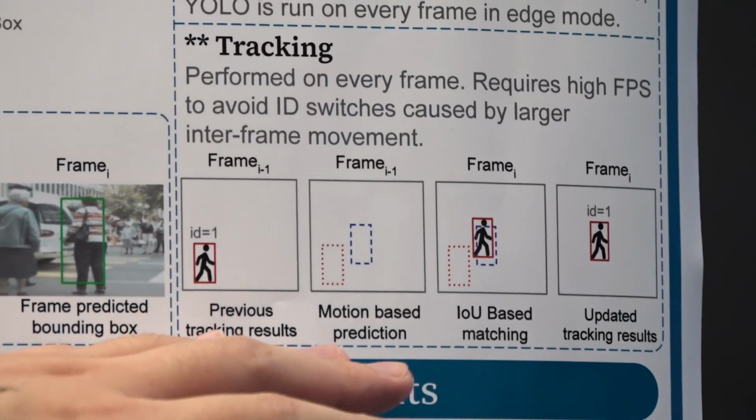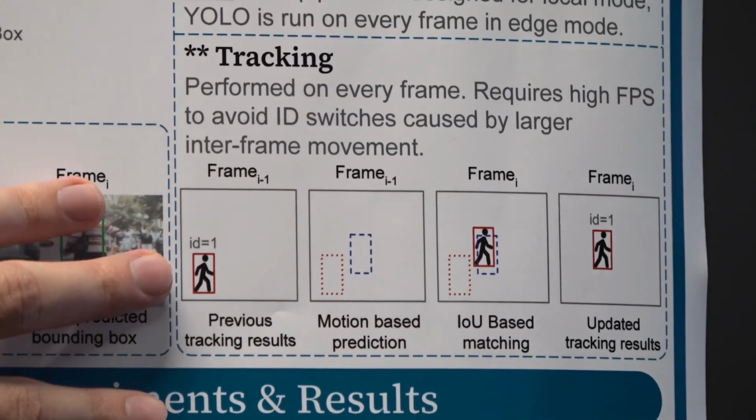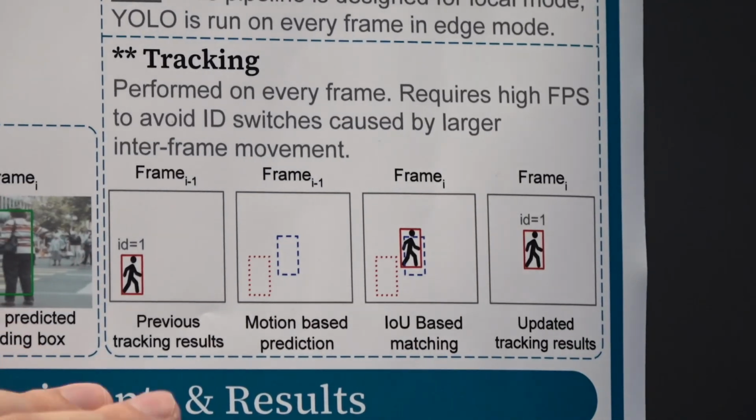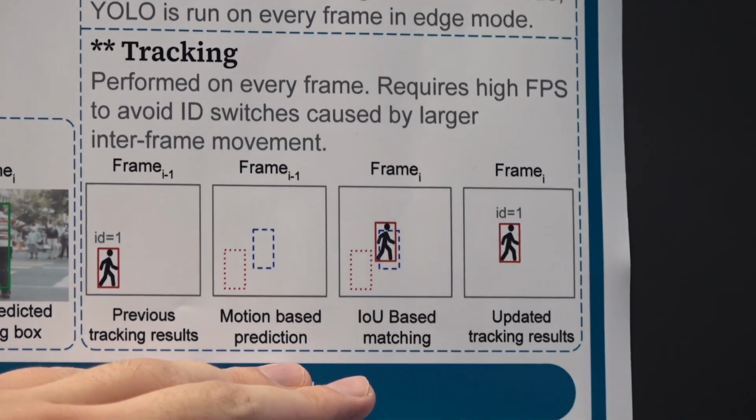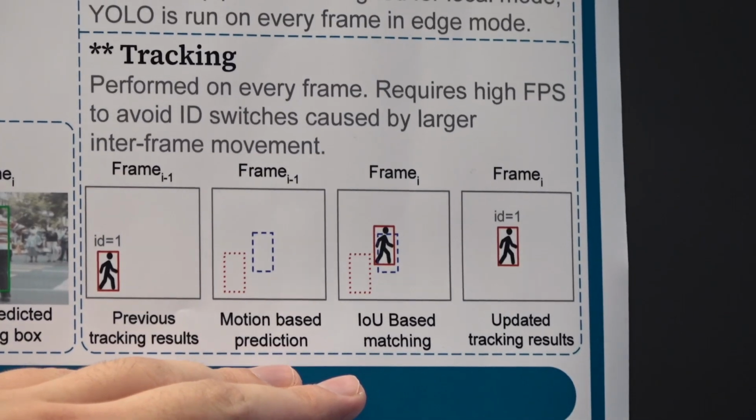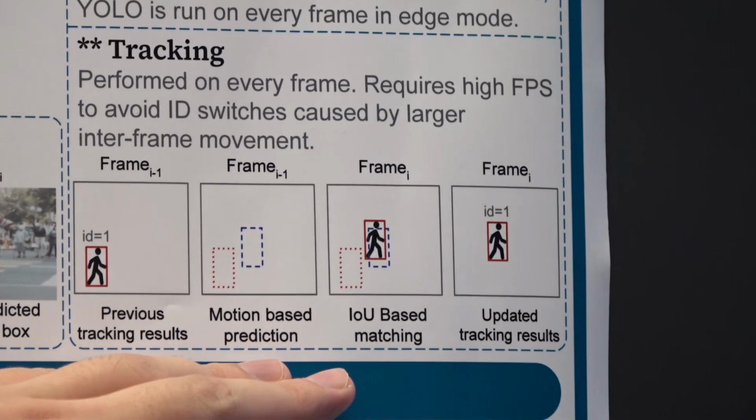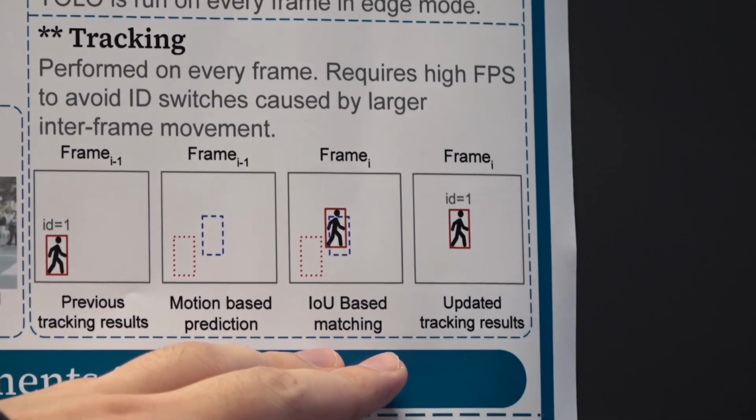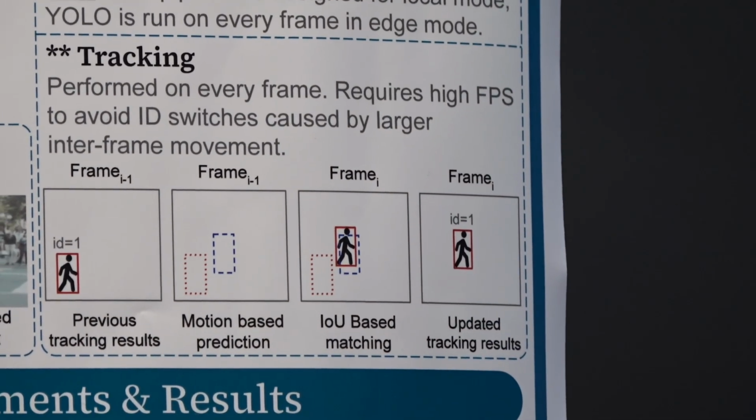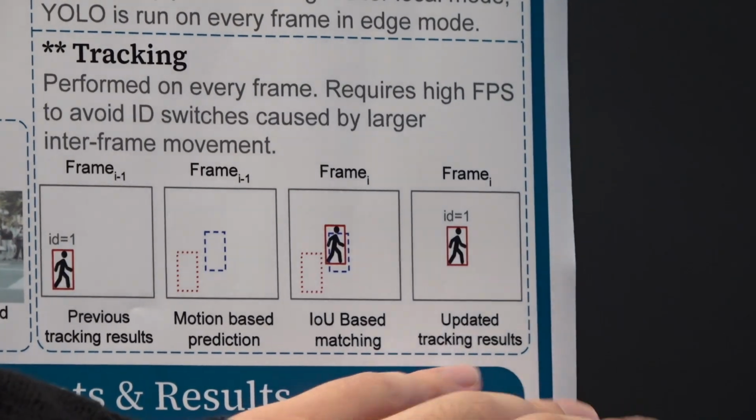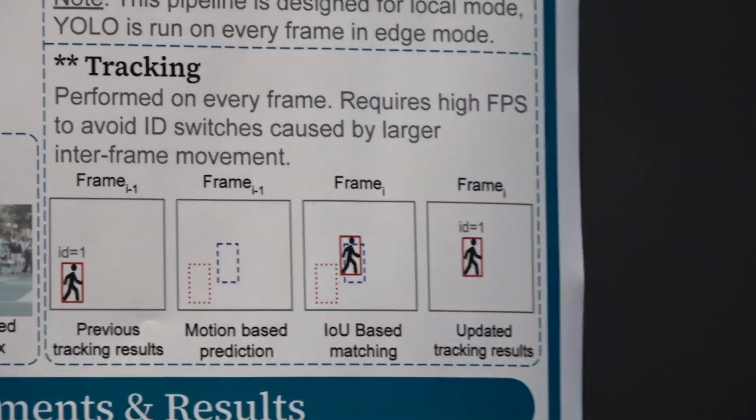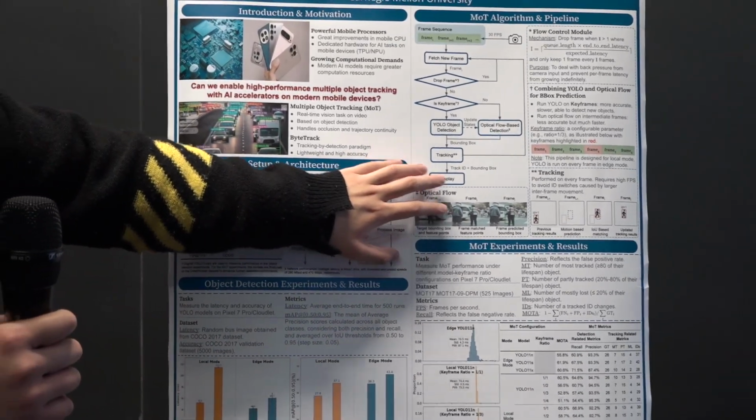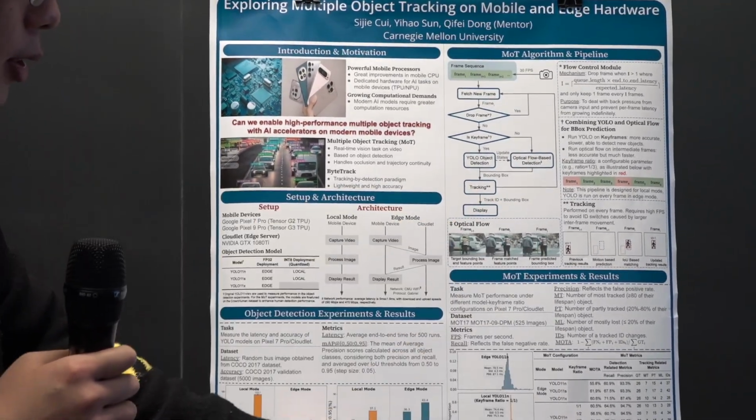Here is the mechanism of the tracking. First, we have the person and its bounding box. And we make a prediction for the next frame, where the person will be based on the person's previous motion. And now we have the new frame. With the bounding box, we do the IOU-based matching. And finally, we can see that this person is the same person as before. Finally, we will display the tracking results, including tracking ID and bounding box.